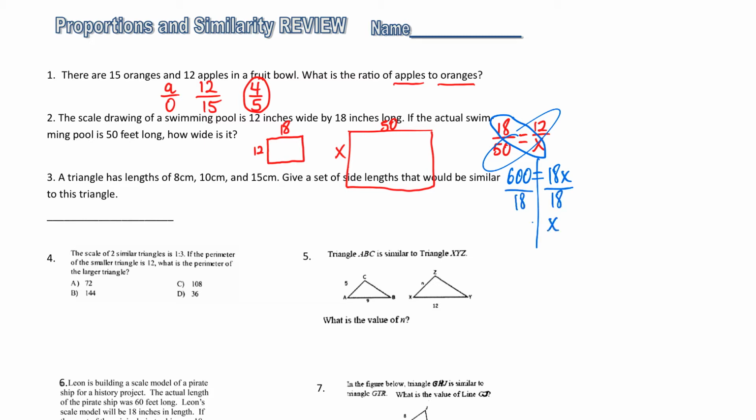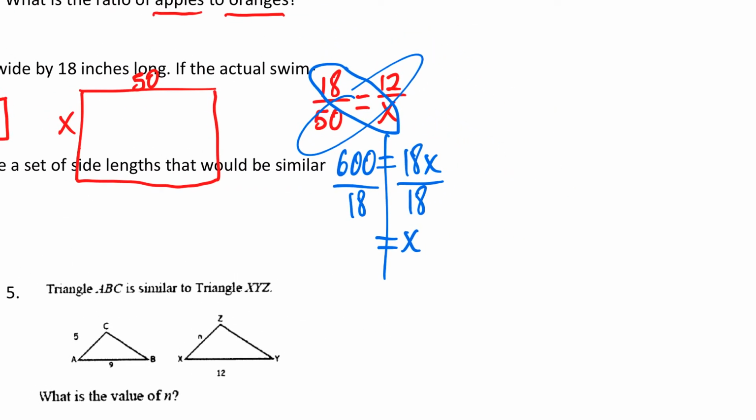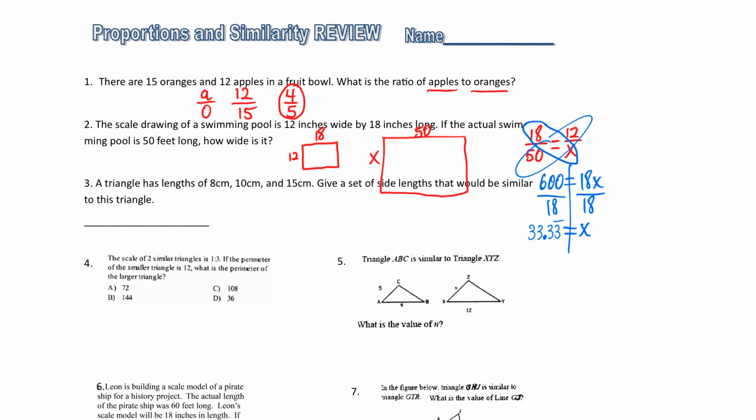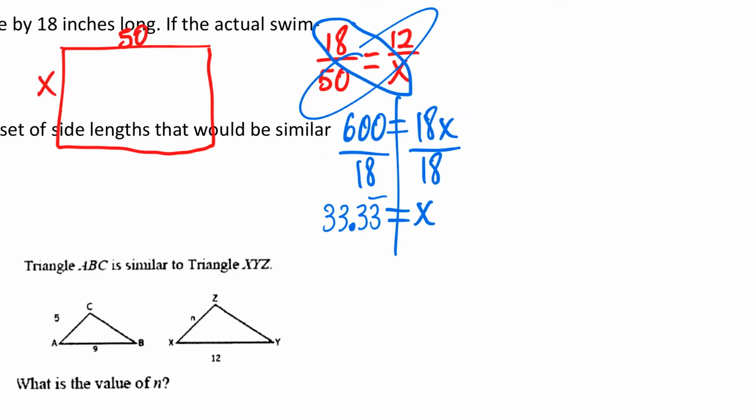Divided by 18. And 600 divided by 18 is what? Okay, so it's 33.33 repeating. And that's feet. Yep, 33.33 feet.